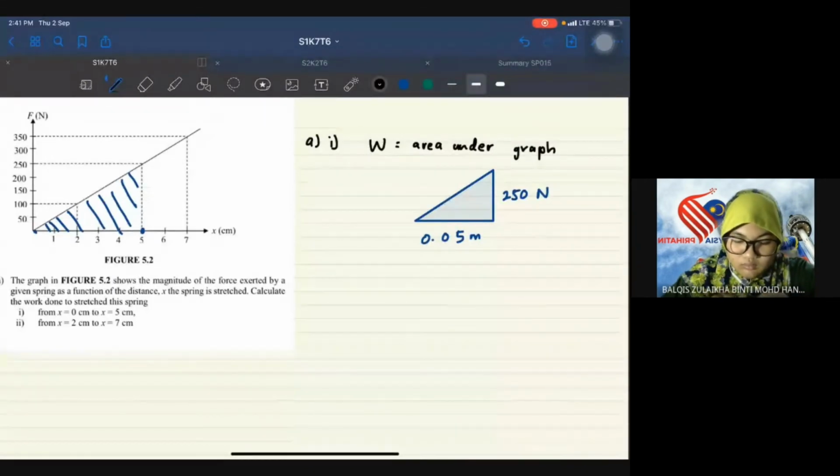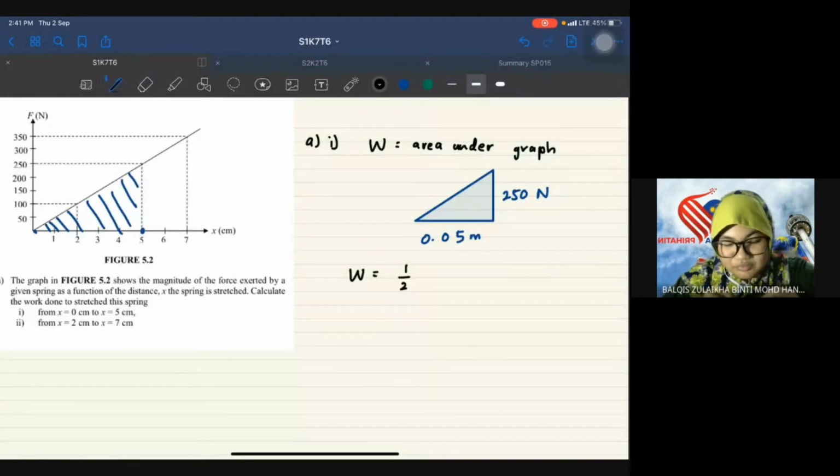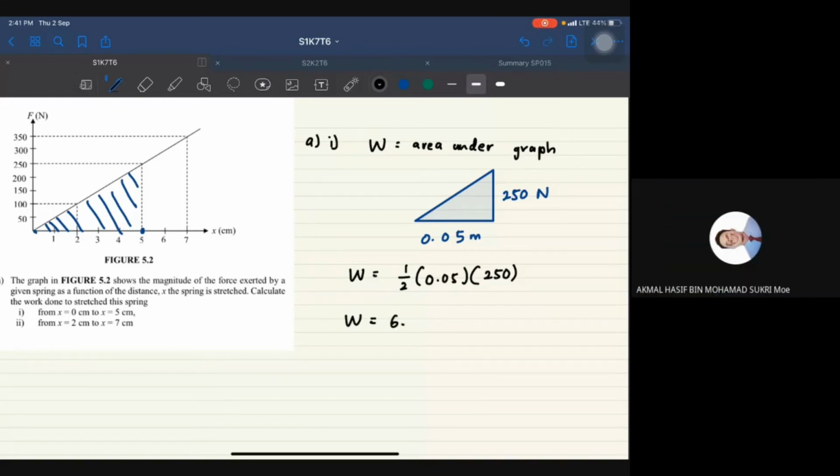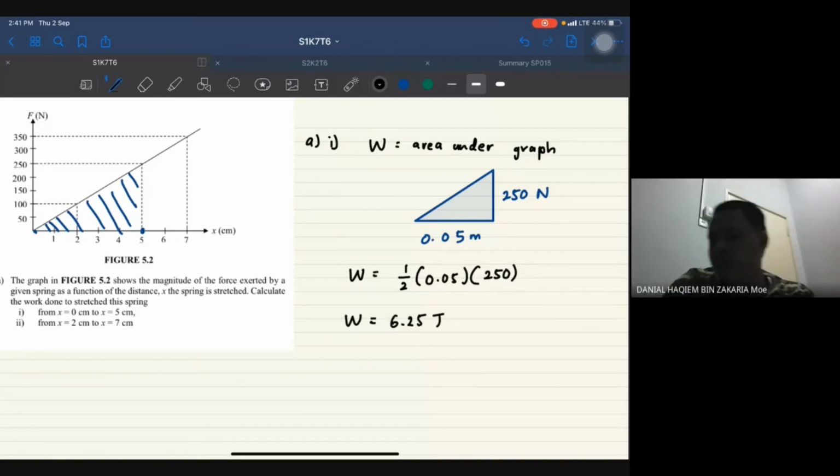So to calculate work, which is the area under the graph, it will be half multiplied by the base multiplied by the height. So 0.5, 0.05, 250, 6.25. Correct? Correct.